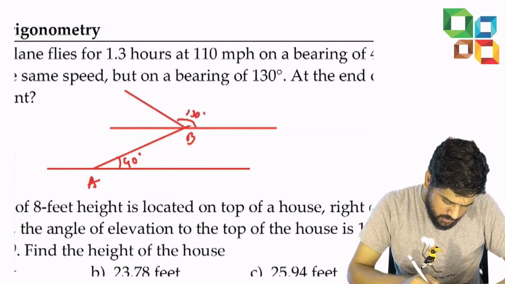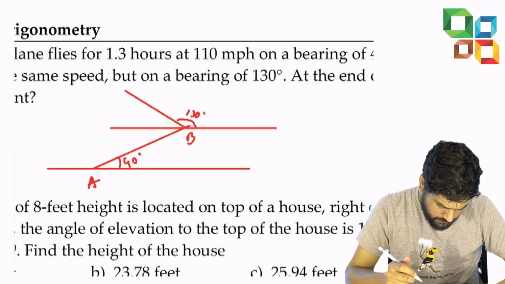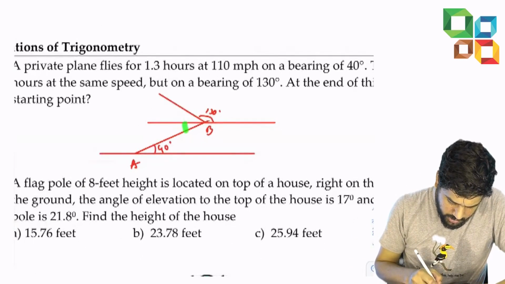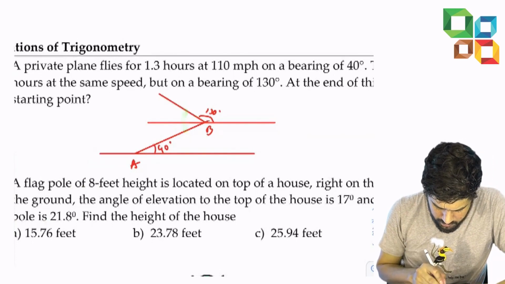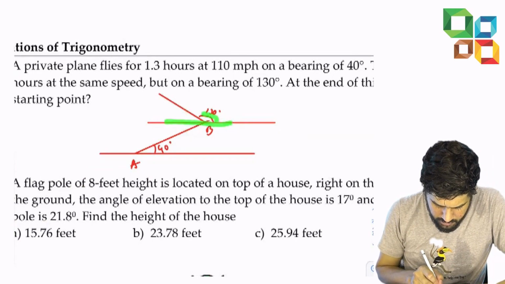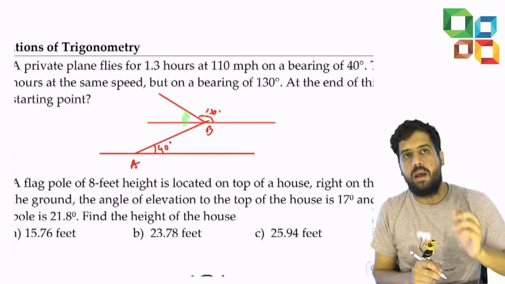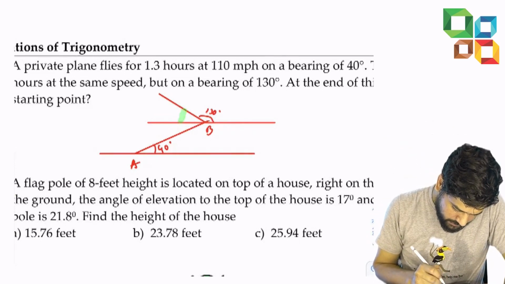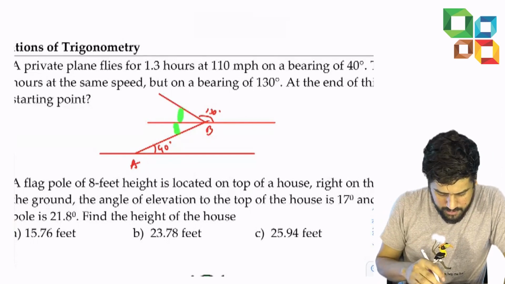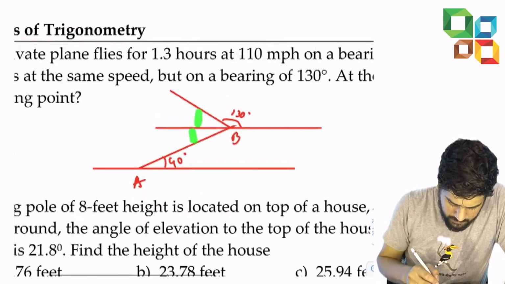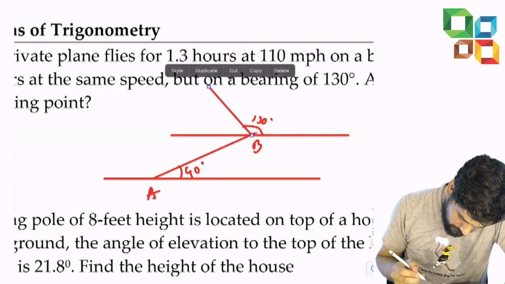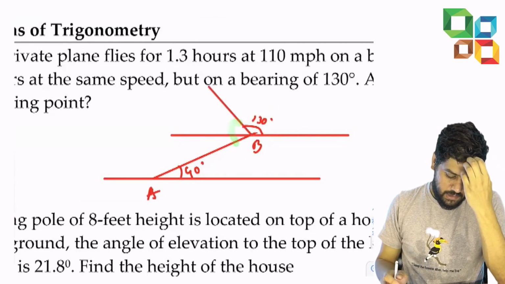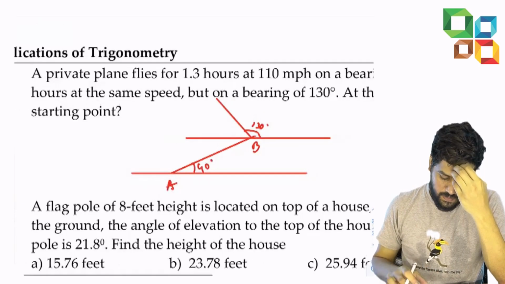So you're saying these two are at right angles, is it? Yes, sir. This is 40 degrees. So the remaining angle here in the straight angle is 180 minus 130, which is 50 degrees. So 40 degrees plus 50 degrees is 90 degrees. Good.